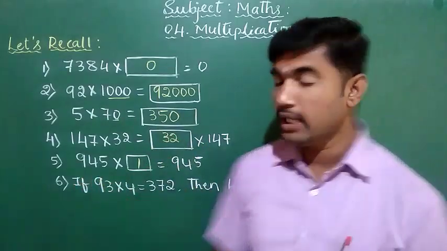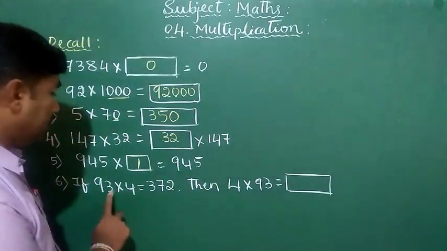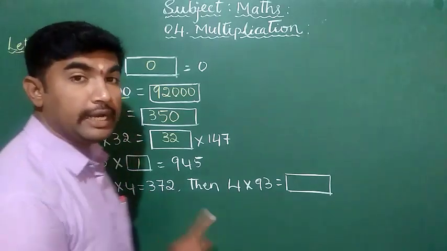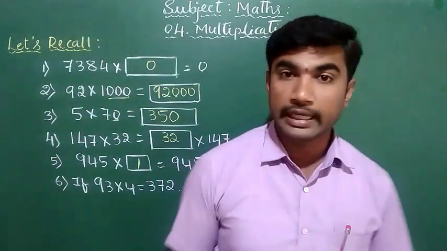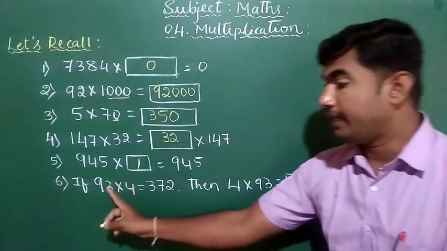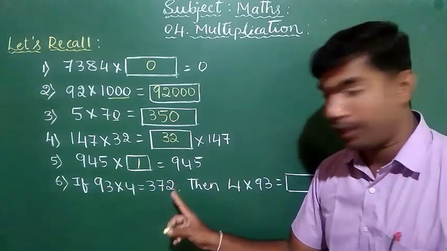The sixth question: if 93 into 4 equal to 372, they already gave the product here. 93 into 4 equal to 372.